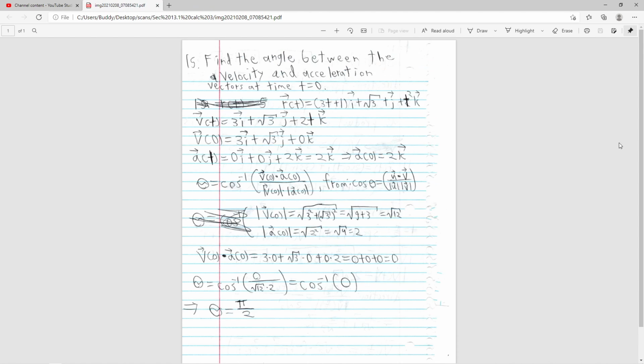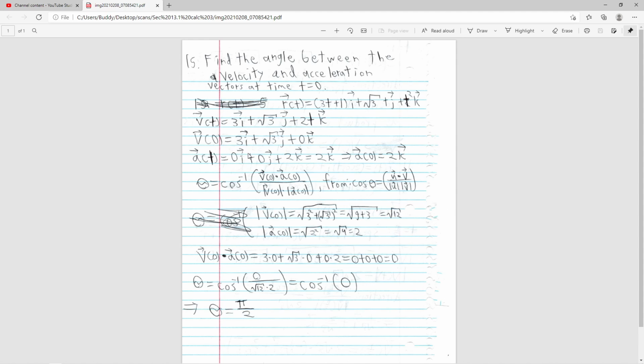And one last problem. There are some other ones you can do with this, but let's just end it with this one for this section, because it's supposed to be a short period of time you spend on this, not a lot. Find the angle between the velocity and acceleration vectors at time t = 0, given the position function r(t) = (3t + 1)i + √3 t j + t² k. So velocity is 3i + √3 j + 2t k.